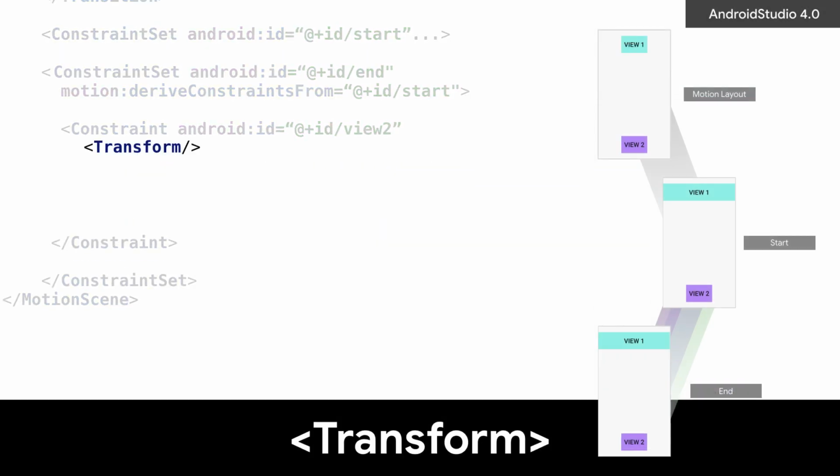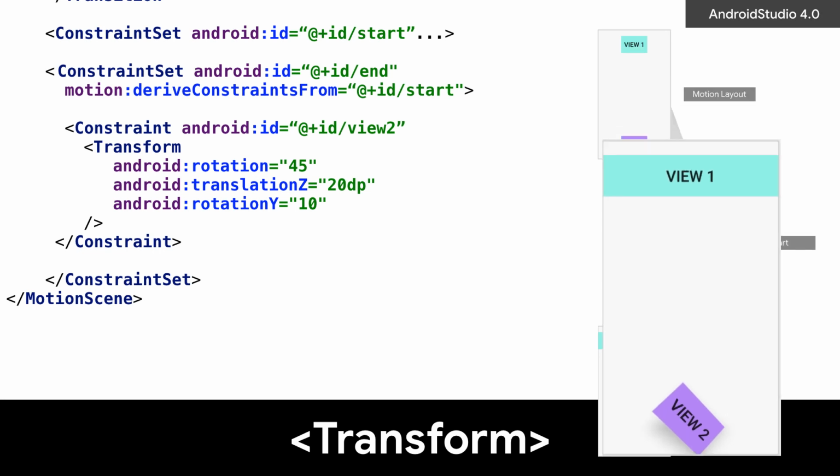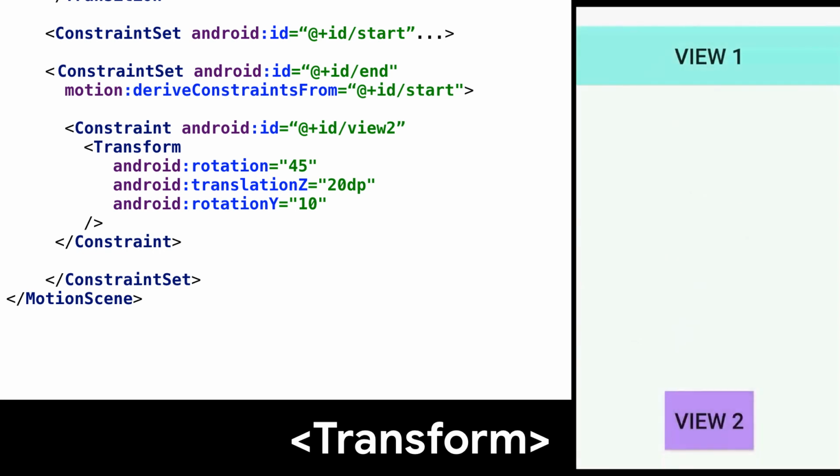Next is transform. The attributes that go into this section are all the view transform APIs, such as Android rotation. For our example here, in the end constraints, we create a transform section constraint on view 2 with some rotation and translation factors. In this case, the position won't change since the layout attributes will still be derived from start. And then here's what that animation looks like.